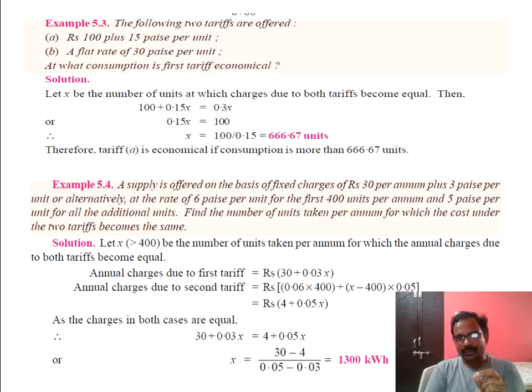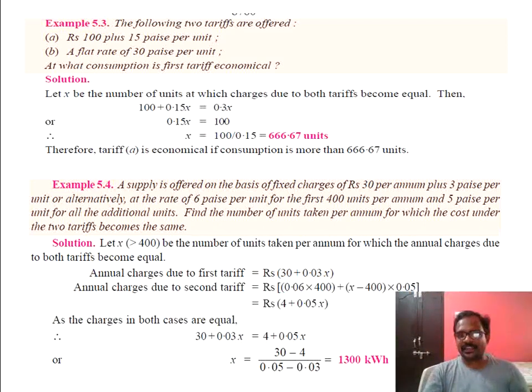100 plus 0.15 into 100, which will be 100 plus 15, that is 115 rupees. Tariff 1: if I am consuming 100 units, as per the first tariff, my price is 115 rupees. The second tariff is 0.3 into 100, which will be 30 rupees. So if I take a consumption less than 666, the second tariff is economical. Up to 665 units, tariff 2 is economical and tariff 1 is costly.